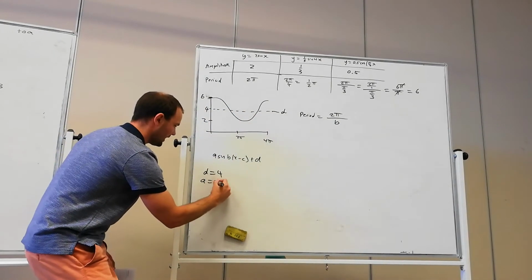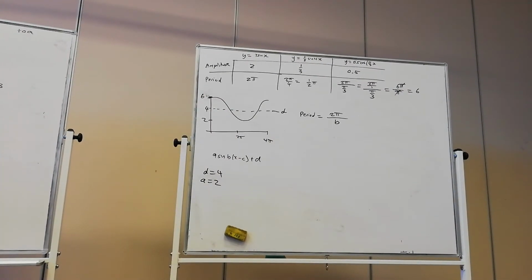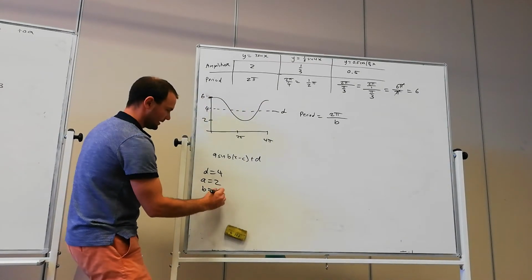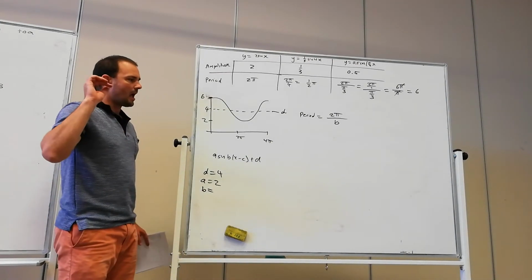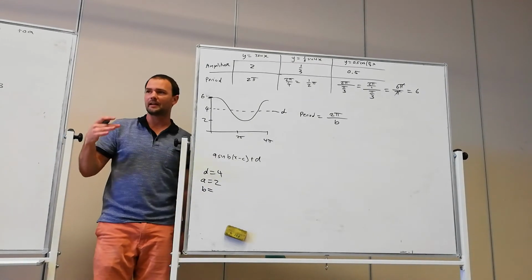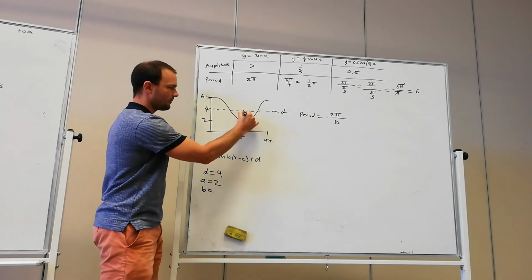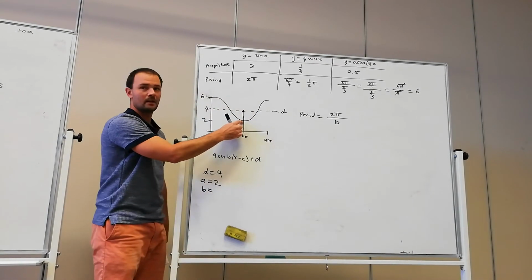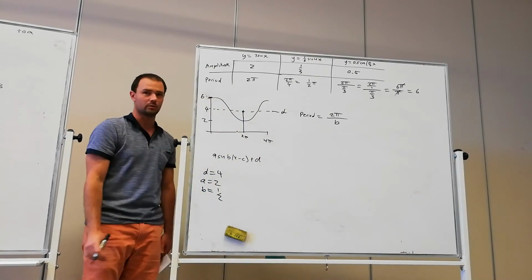So we've got D is 4, A is 2. There's no horizontal translation. It's very rare that you would see horizontal translation. And then our value of B. Okay, there are a couple of ways to do this, but I'm going to show you both ways. So the first way is to just go, well, how many wavelengths are there in 2 pi? So if we go from 0 to 2 pi, how many wavelengths is that? Half. It's half a wavelength, okay, which means our value of B is half. So you can just look at it like that and be intuitive.